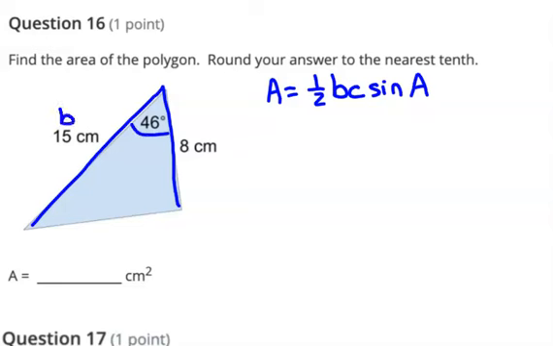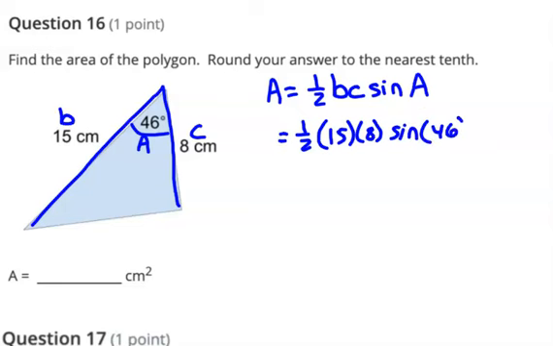It doesn't matter if B is 15 or 8. One of the sides is B, one of the sides is C. The angle is A. So all we're doing is 1/2 times 15 times 8 times sine of 46. This time the way they want us to round is going to be to the nearest 10th. So we do 1/2 times 15 times 8 times sine of 46.